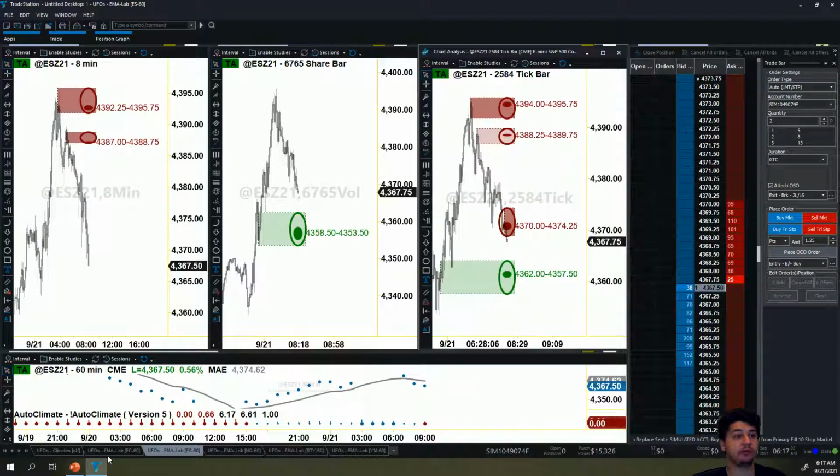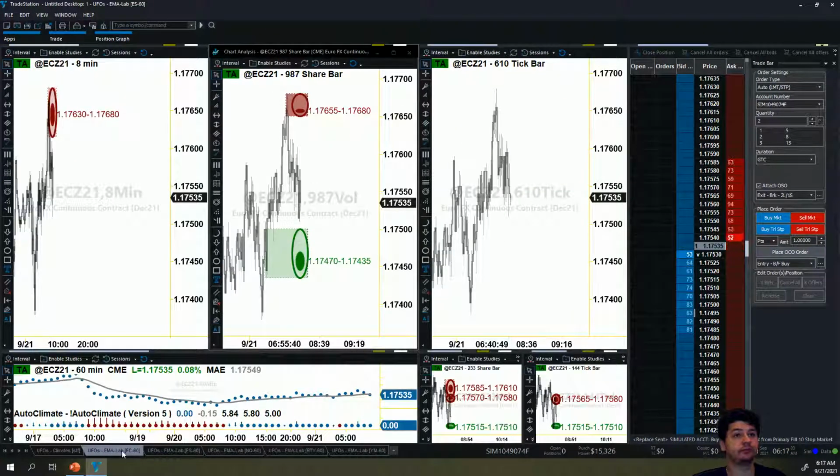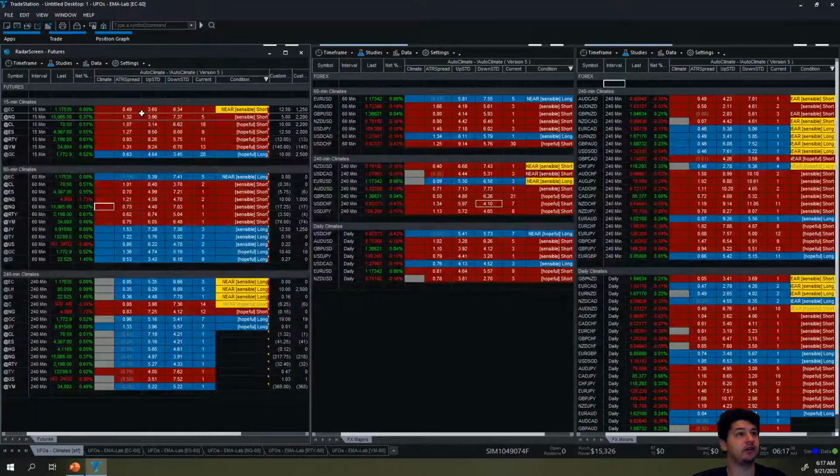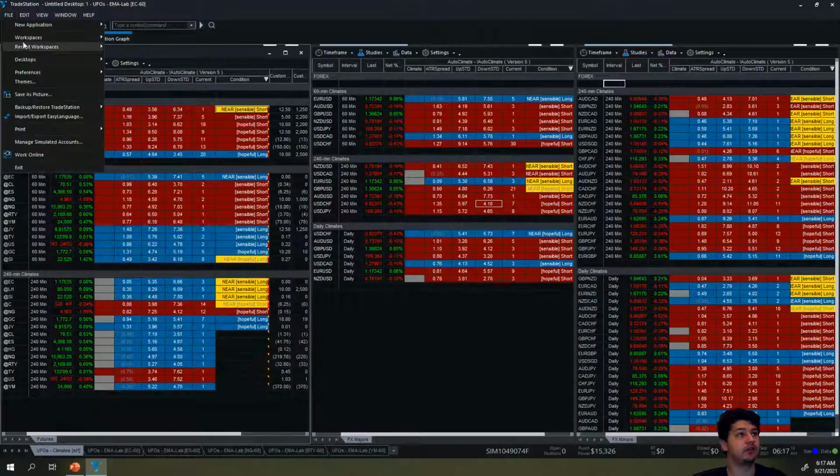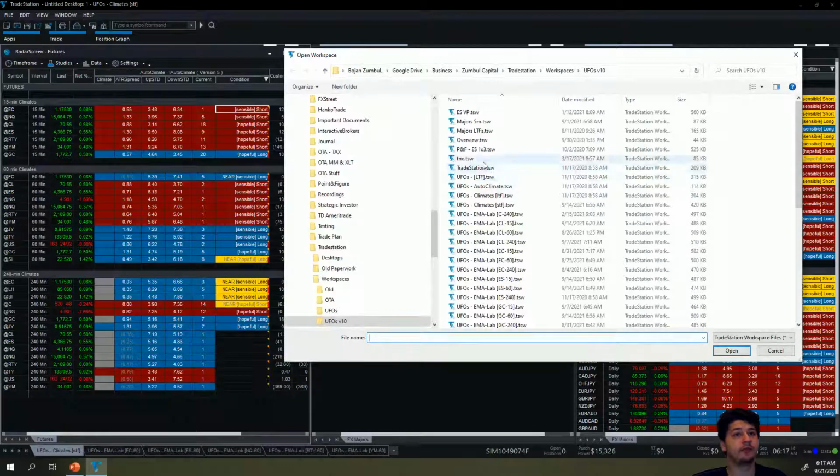Okay, so that's that. Nothing on the euro. Now let's see. We've had an update on the climates on the 50-minute, and we do have the euro on a 50-minute time frame. Let's open that one up and see how that one's looking.